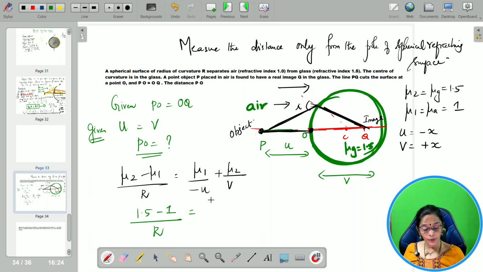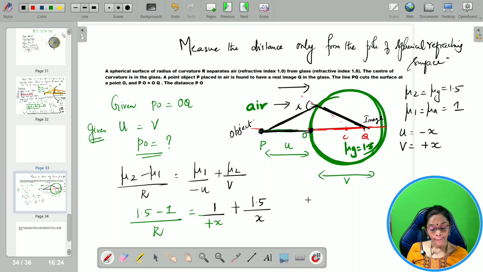So that is equal to mu1 divided by minus x. U is negative, so mu1 divided by plus x. What is mu1 here? Mu1 is 1. So therefore I take it as 1 plus mu2, which is 1.5, divided by x. So 1.5 minus 1, that is equal to 0.5. So 0.5 divided by R. So that is equal to 2.5 divided by x.